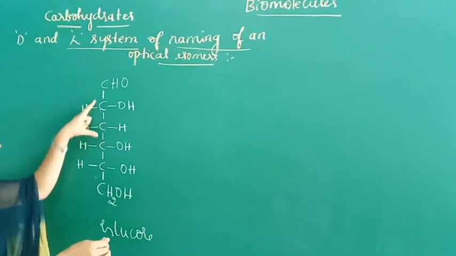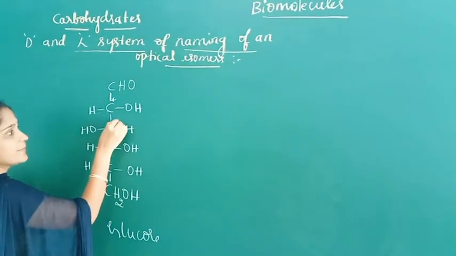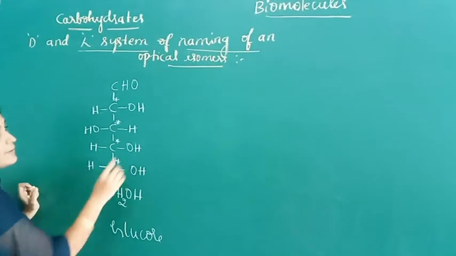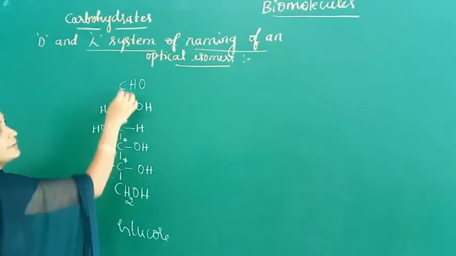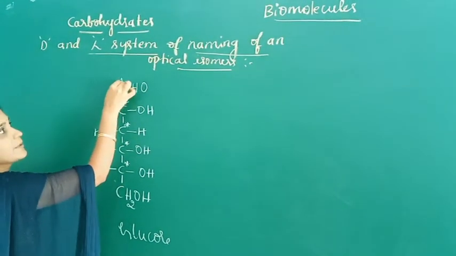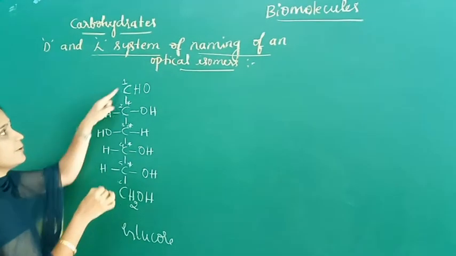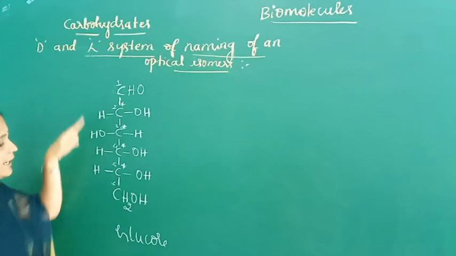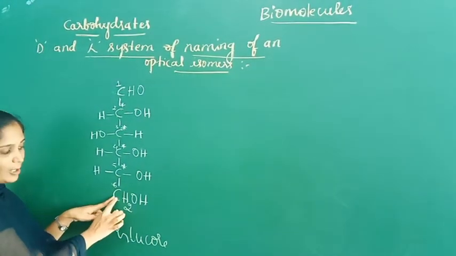So it contains 4 asymmetric carbon atoms, which can be represented by an asterisk. So glucose contains 4 asymmetric carbon atoms. The first carbon atom is not an asymmetric carbon atom because it is not attached to 4 different atoms or groups, and the last 6th carbon is also not an asymmetric carbon because it is not attached to 4 different atoms or groups.